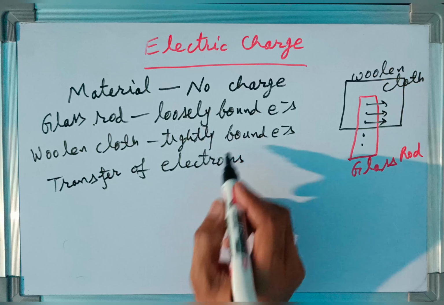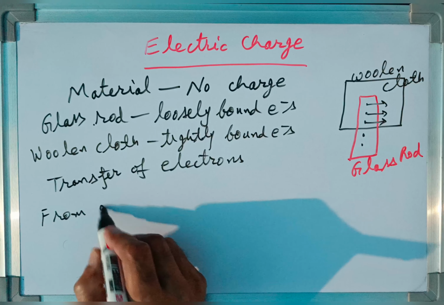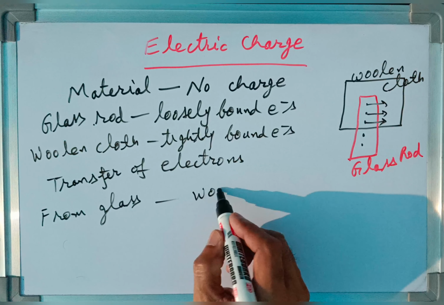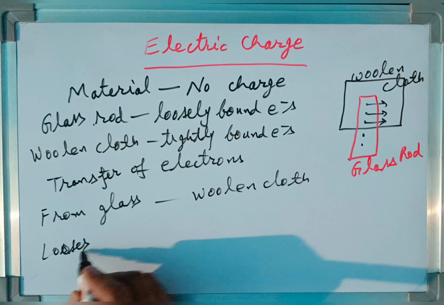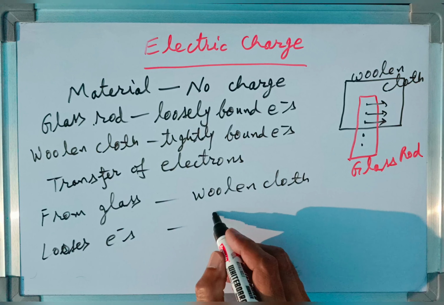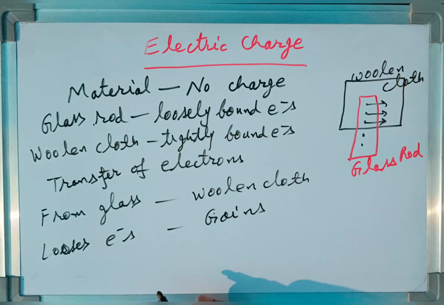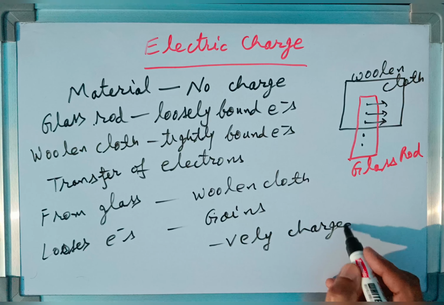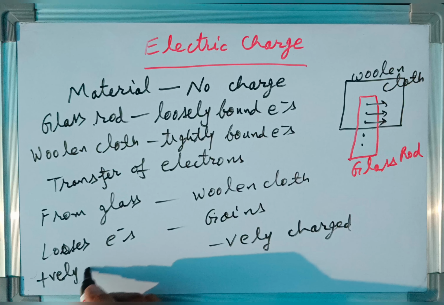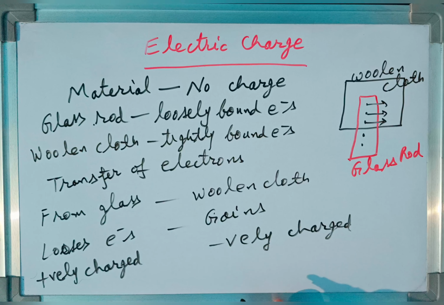Transfer of electrons from glass rod to woolen cloth. It means the glass rod loses electrons and the woolen cloth gains electrons. Now, an electron has negative charge. It means the woolen cloth will be negatively charged and the glass rod will be positively charged. This is how charging of bodies takes place. Charging is nothing but the game of electrons. It is a transfer of electrons that gives rise to charging of material bodies.